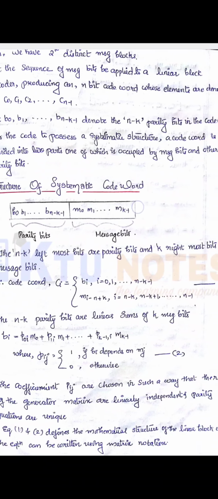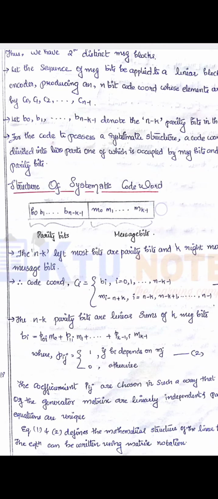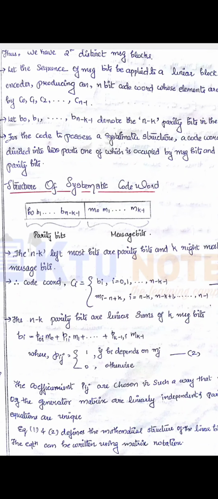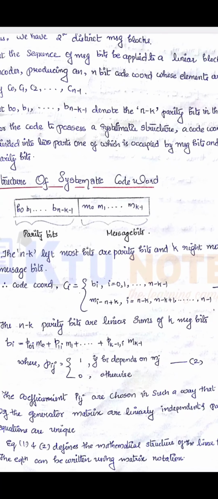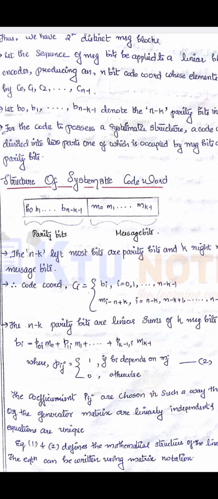The code has a systematic structure. A code word is divided into two parts, of which one part is occupied by the message bits and the other part is the parity bits. So in this systematic structure, one portion is the parity bits and the other portion is the message bits. First portion is the parity bits, the other portion is the message bits.